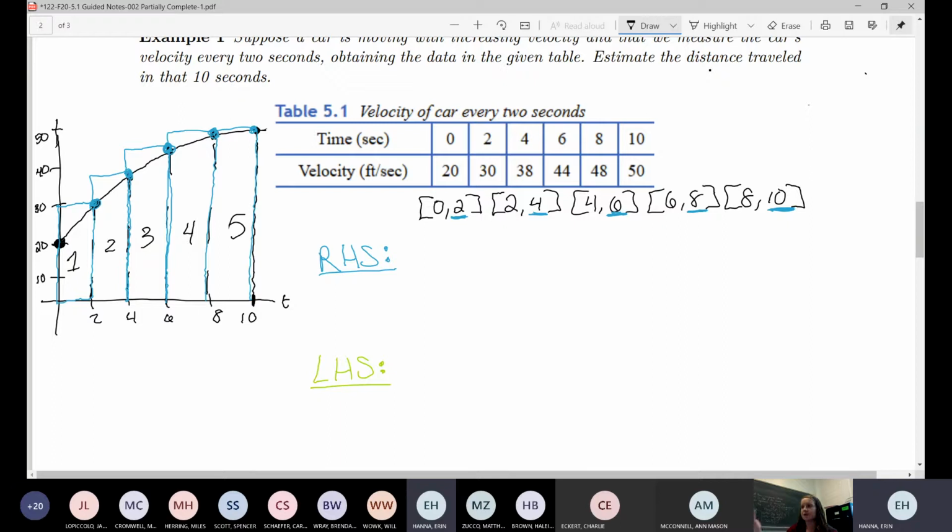So we're trying to estimate an area here, which means we're going to take all of the areas of the rectangles and add them together. If we consider rectangle 1, it has a width of 2, since it's going between 0 and 2, and the height we're choosing is the height at t equals 2. The height at t equals 2 is 30 from our table. So that'll be the area of the first rectangle.